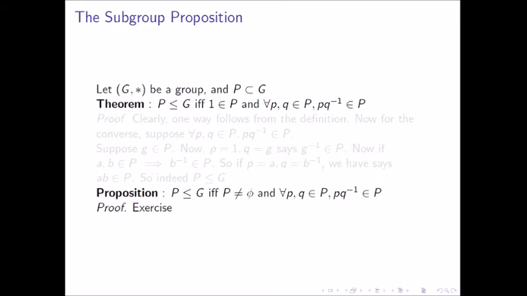So we also have a proposition over here which is somewhat similar to this but a bit more general. It says that P is a subgroup if and only if P is non-empty. Note that over here we haven't assumed that P contains 1, but that would follow from our assumption that P is non-empty and it satisfies this property that pq inverse belongs to P for all p, q belonging to P. This is a part of your exercise.